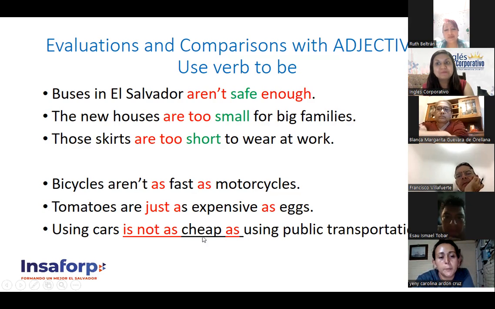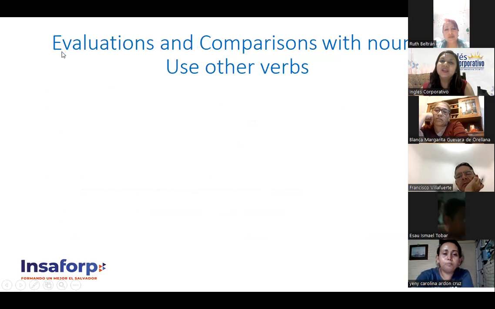Fast, expensive, and cheap. That's correct. Now, evaluations in comparisons with nouns.